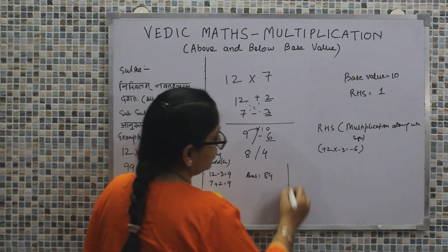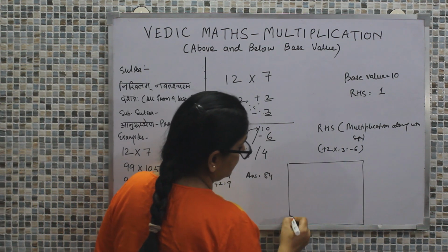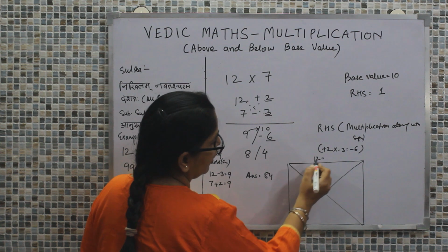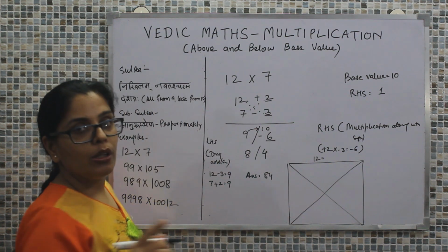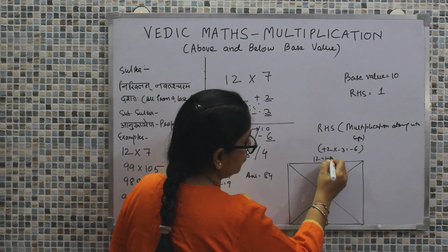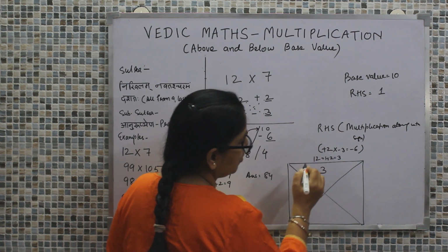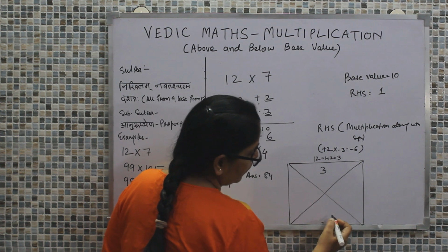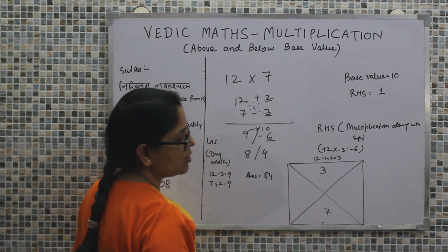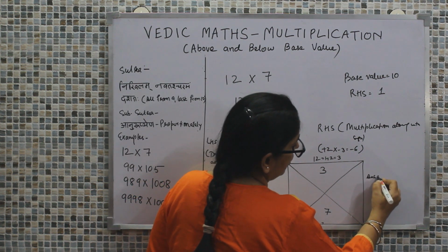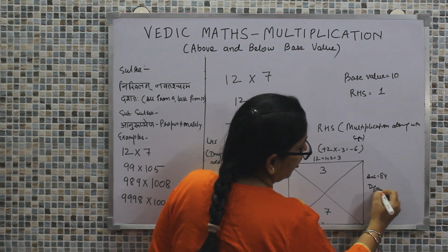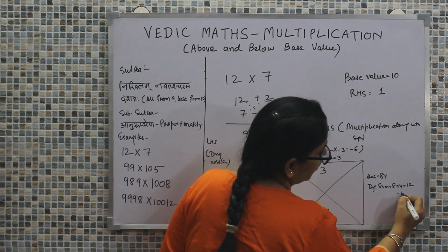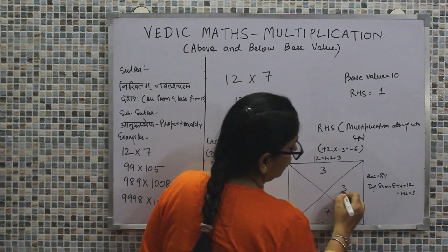Now let's verify the answer. The first multiplier is 12. The digital sum of 12 is 1 plus 2, that is 3. The next multiplier is 7, and its digital sum is 7 itself. The answer comes out to be 84, and the digital sum of 84 is 8 plus 4, that is 12, and 1 plus 2 is 3.